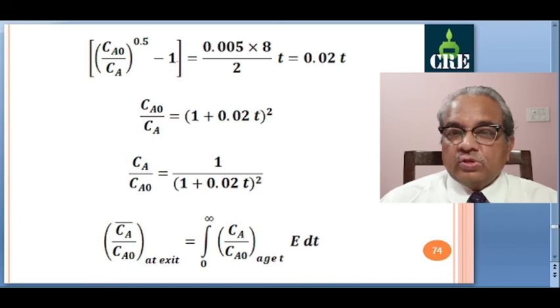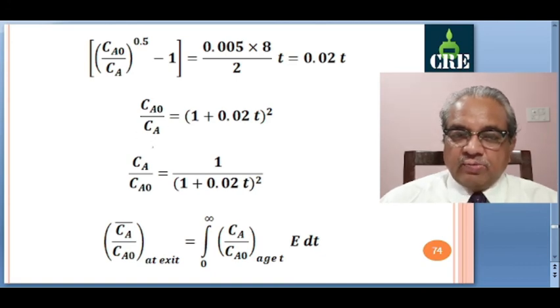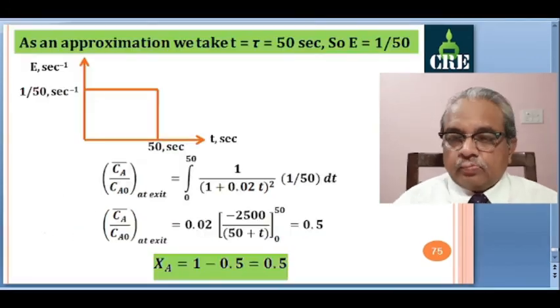Okay, so this can be written as, this you transfer on this side, 1 plus 0.02t. This is Ca0 by Ca raised to 0.5. So square both the sides, you get Ca0 by Ca, and here 1 plus 0.02t whole square. And we want Ca by Ca0. So Ca by Ca0 will be 1 by 1 plus 0.02t whole square. So this again is the same model equation we use.